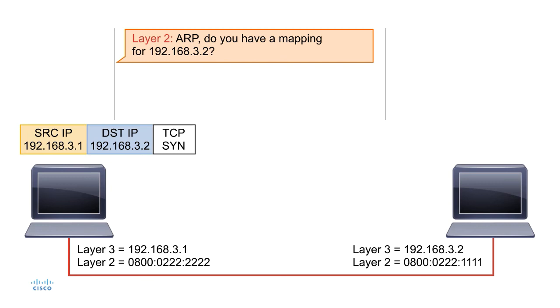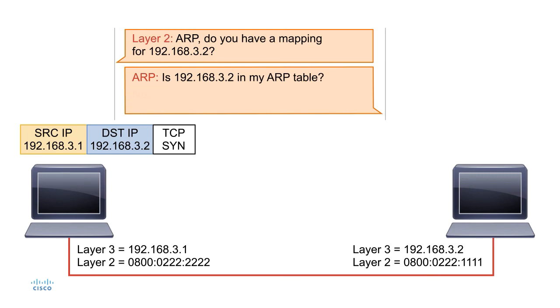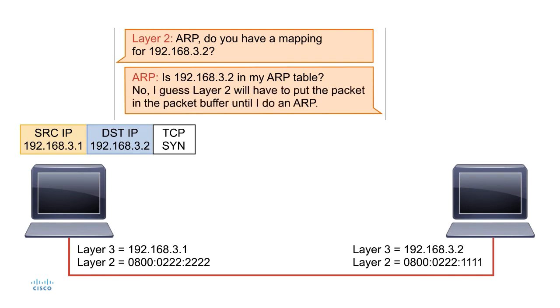Now in this case, ARP might say, yes I do, and then we can go ahead and create the layer 2 frame. In this case, ARP says, well, let me look. Is 192.168.3.2 in my ARP table? ARP consults the ARP cache or the ARP table. It finds that it is not there. So ARP says, I guess layer 2 is going to have to put the packet in the buffer, kind of in a parking lot. It's going to store it while I do an ARP.